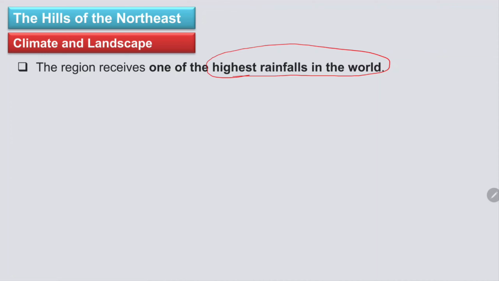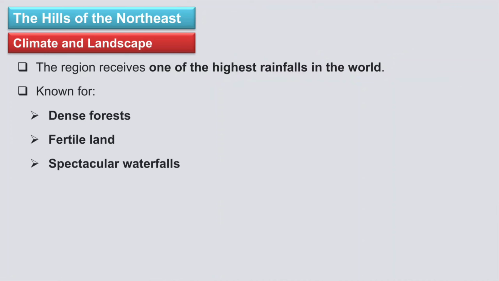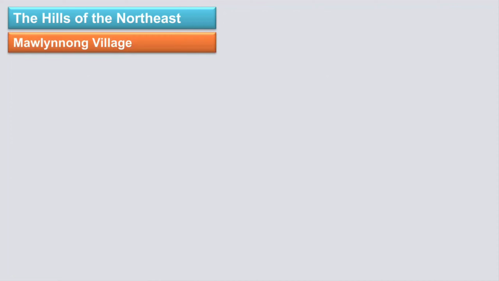So in this region, before it was Cherrapunji, now it has shifted to Mawsynram, okay. So it is one of the regions that gets the highest rainfall in all the world. Just imagine this, it is an interesting fact, isn't it? And this place is in India, and it is known for dense forest, fertile land and spectacular waterfalls.